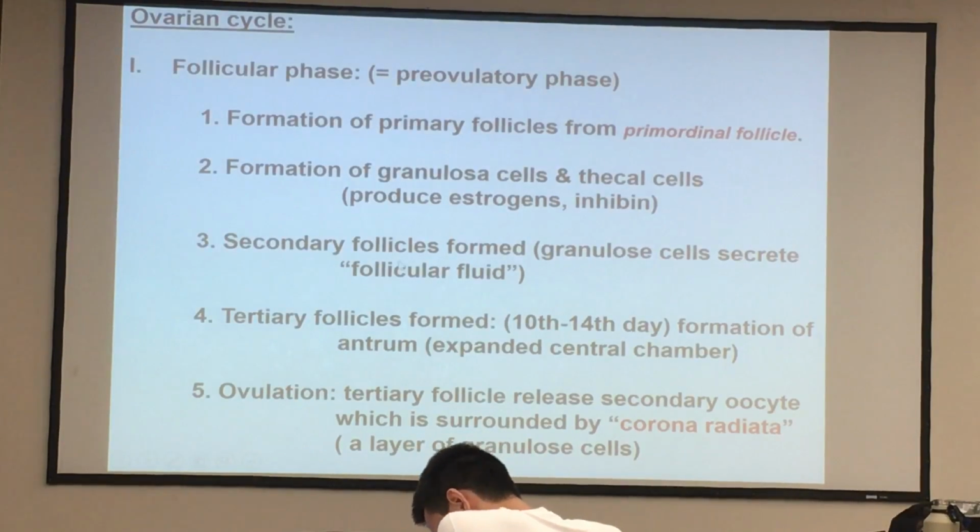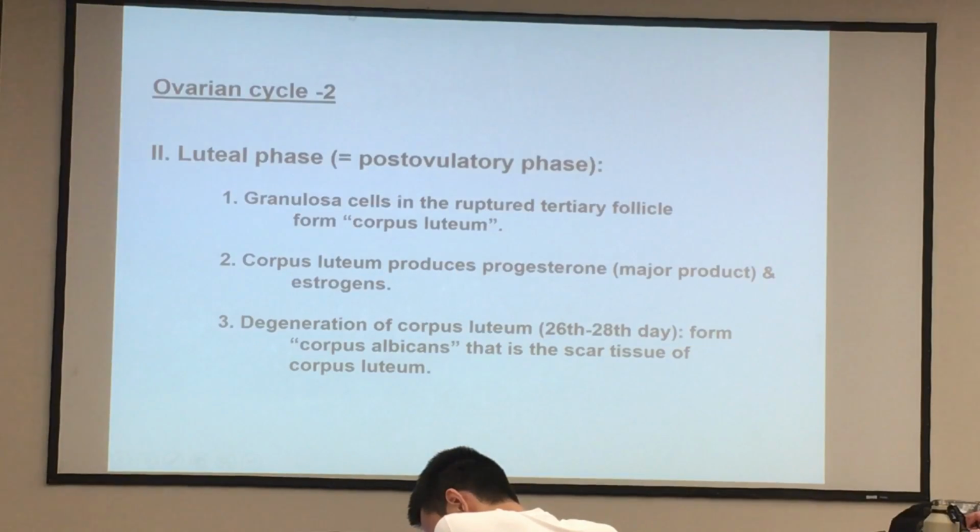Now, for the ovary, this cycle we call ovarian cycle. We divide into two parts. Before ovulation is a follicular phase. After ovulation is luteal phase.